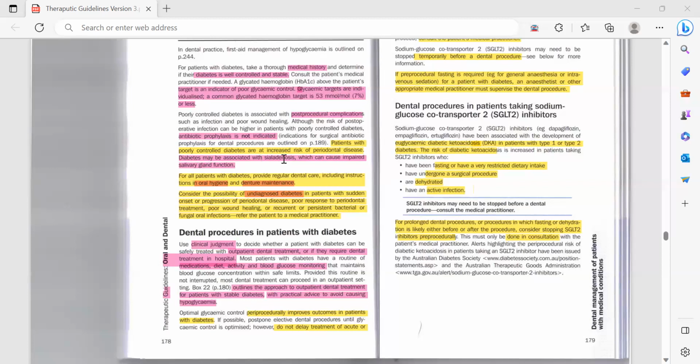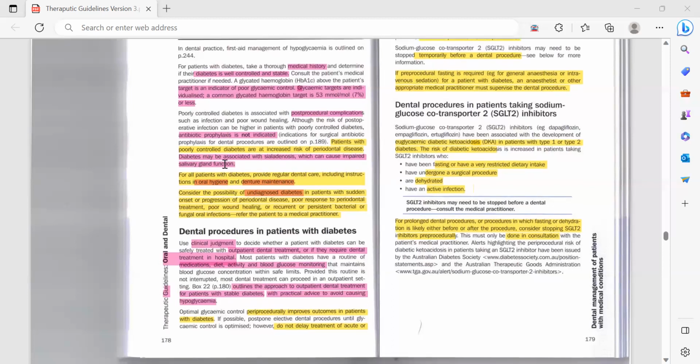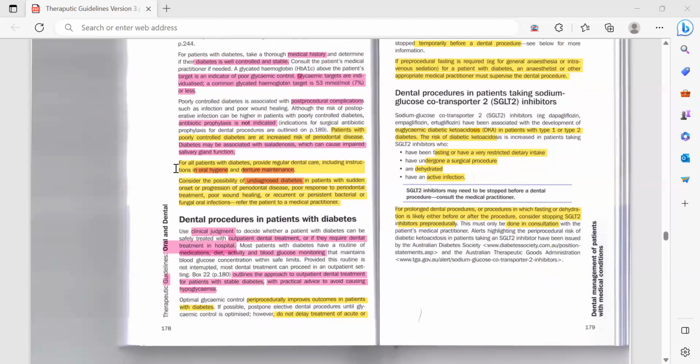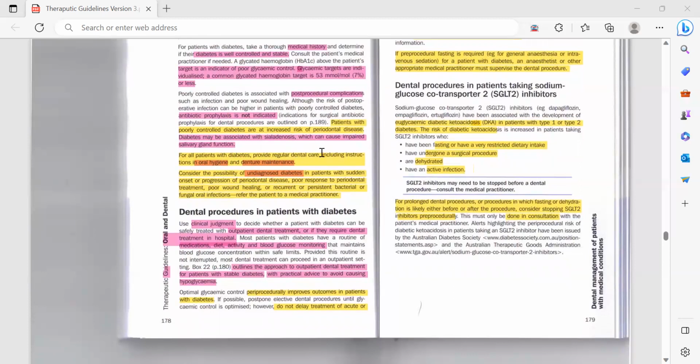Diabetes may be associated with sialosis, which can cause impaired salivary gland function, which means that these patients would have dry mouth. Okay, then for all patients with diabetes, you need to provide regular dental care, which is a 6-month dental review, including instructions in oral hygiene and denture maintenance. If the patient does not have any denture, then you need to give them oral hygiene instructions, which are brushing 2 times, flossing 1 time, and a regular 6-monthly dental visit.